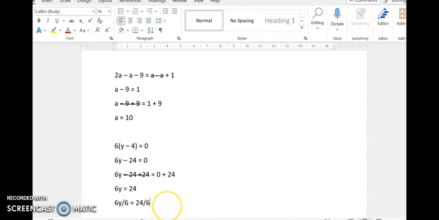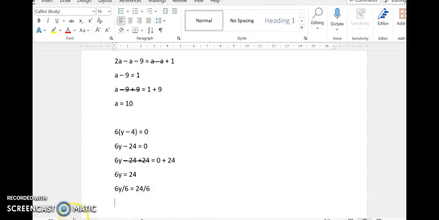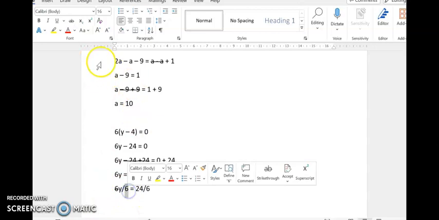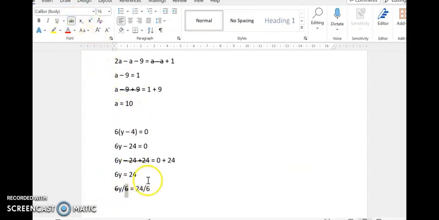So, looking here, this 6 multiplied by the y crosses out with this 6, the one you're dividing it by. And then 24 divided by 6, so that leaves us y on this side. 24 divided by 6 gives us 4. Y equals 4. All right, let's stop here for a moment.